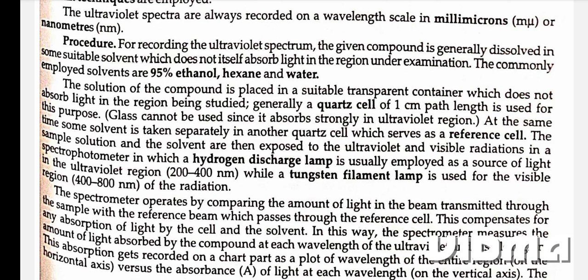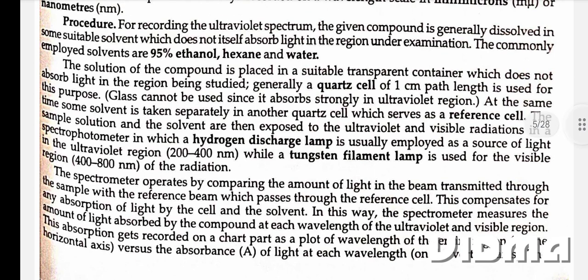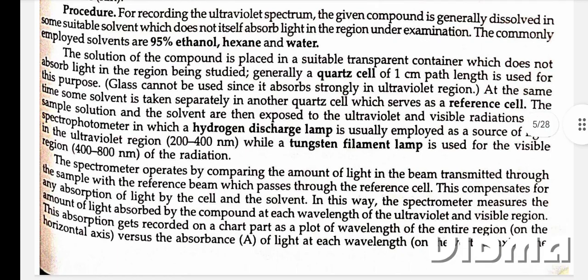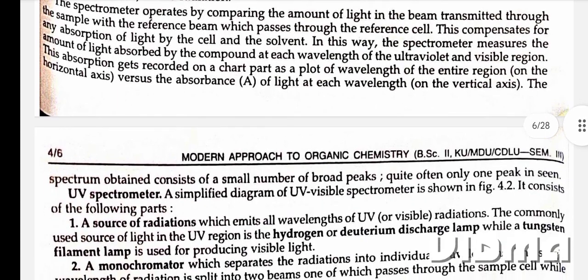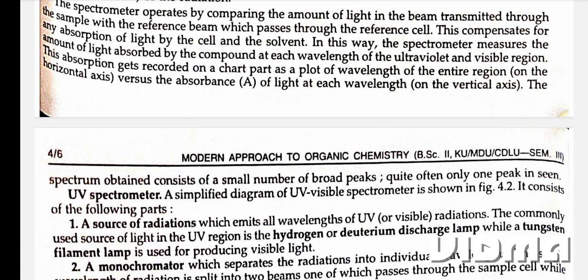At the same time, some solvent is taken separately in another quartz cell which serves as a reference cell. The sample solution and the solvent are then exposed to the ultraviolet and visible radiations in a spectrophotometer in which a hydrogen discharge lamp is usually employed as a source of light in the ultraviolet region, while a tungsten filament lamp is used for the visible region of the radiation. The spectrometer operates by comparing the amount of light in the beam transmitted through the sample with the reference beam which passes through the reference cell. This compensates for any absorption of light by the cell and the solvent.